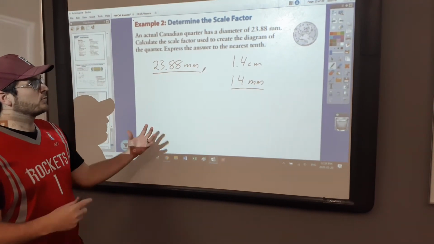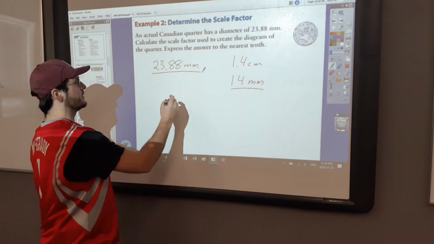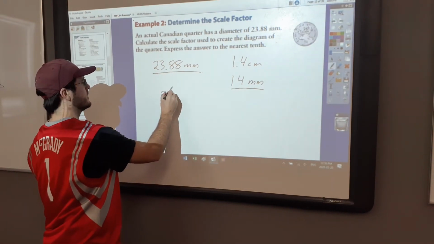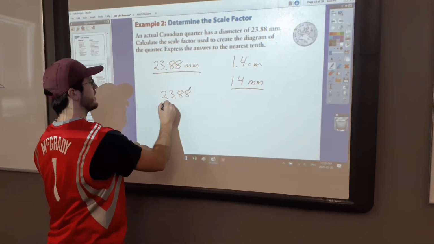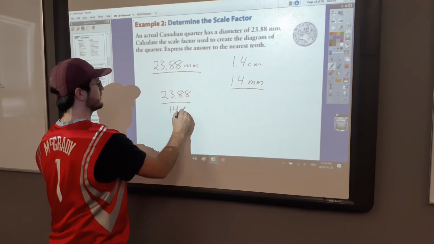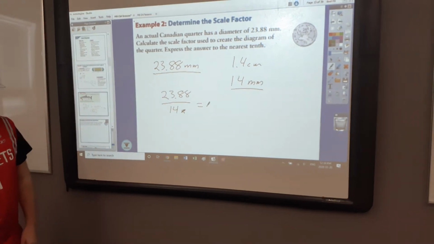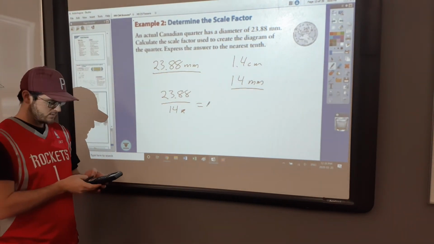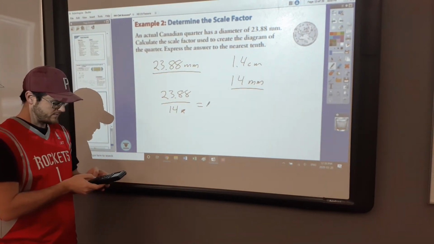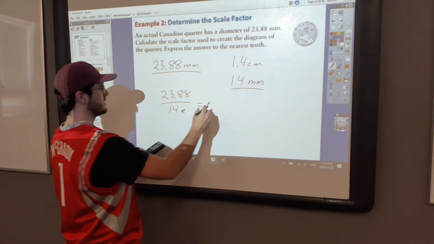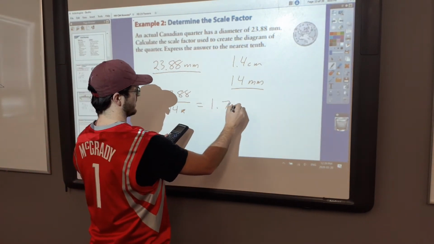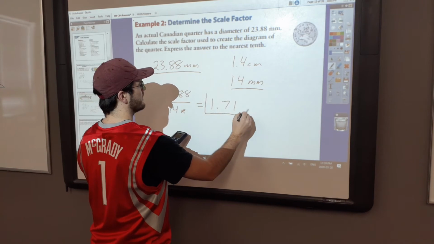Okay, so if I go from one to the other to find the scale factor, I'm just going to take the bigger number and divide by the smaller number. I don't really need the units for that. Okay, so 23.88 divided by 14. That gives me kind of a scale factor of 1.71 if I round it.